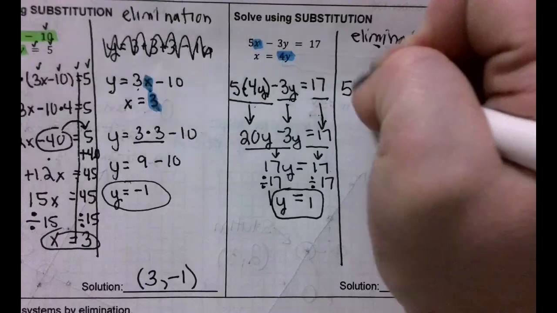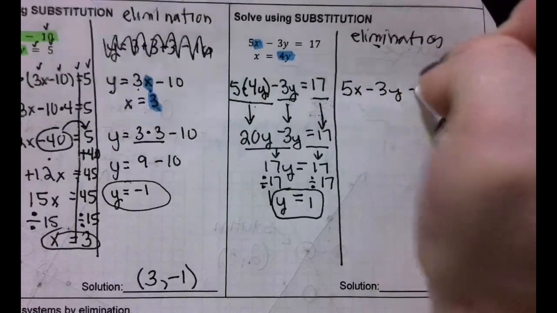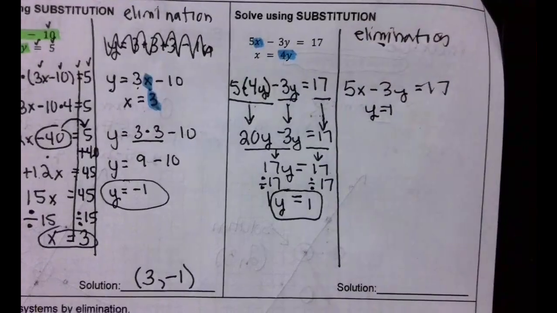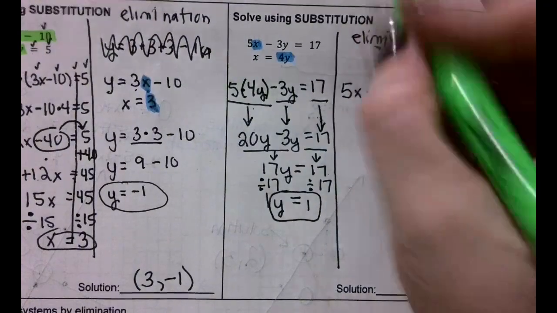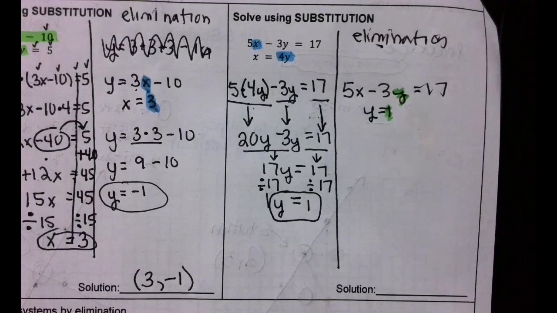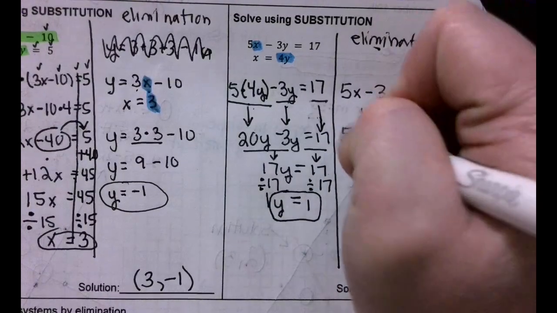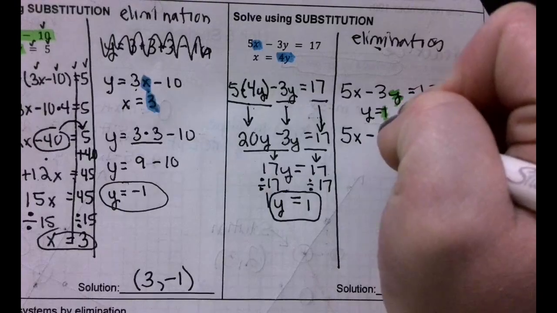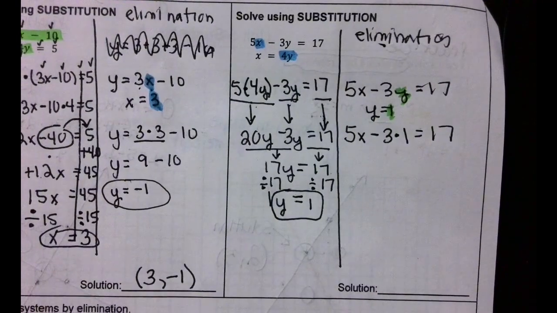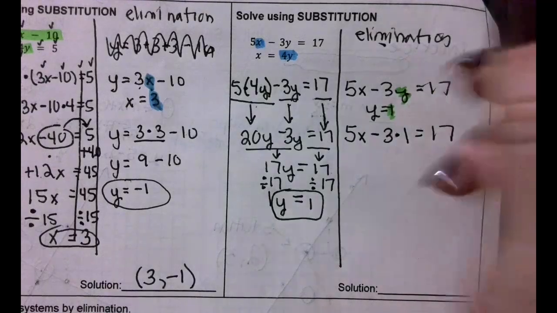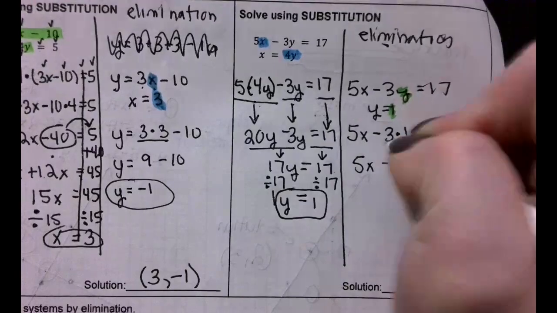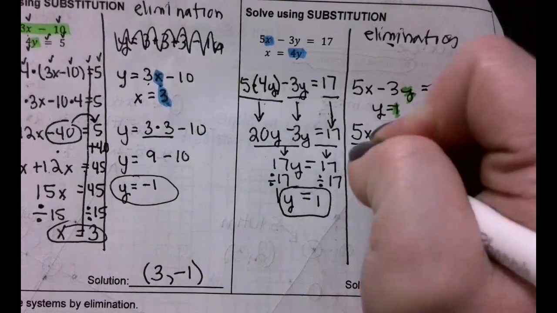So I'm going to rewrite 5x minus 3y equals 17. And then I'm going to write that y equals 1 to help me remember. Now that y equals 1 means that I can take this guy and put it in the y spot. Because y equals 1 means y is 1. Remember, when I'm putting that in that spot, it is actually multiplication. Now I can go through solving my equation. 3 times 1 is 3. And I'm bringing everything else down.